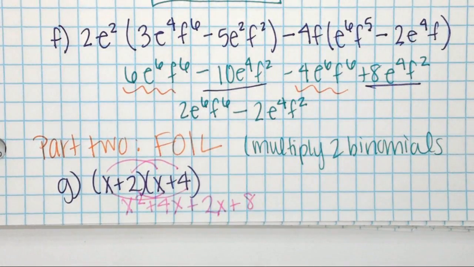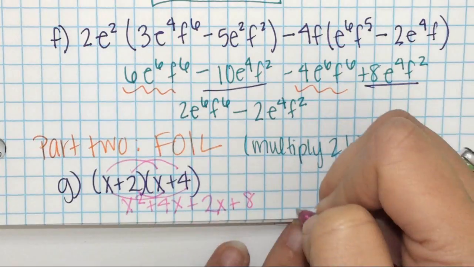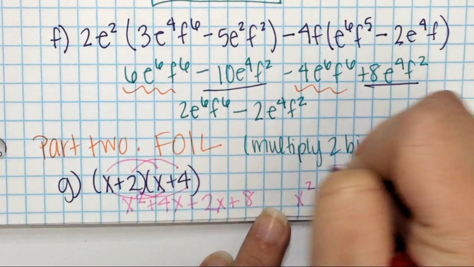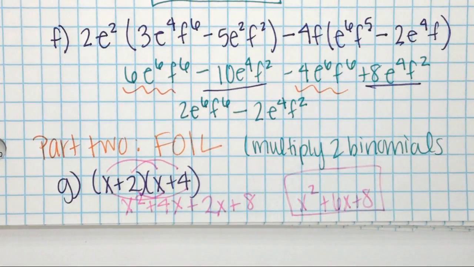Now, am I done, or do I have another step? You gotta combine like terms. And I get x squared plus 6x plus 8. Good.